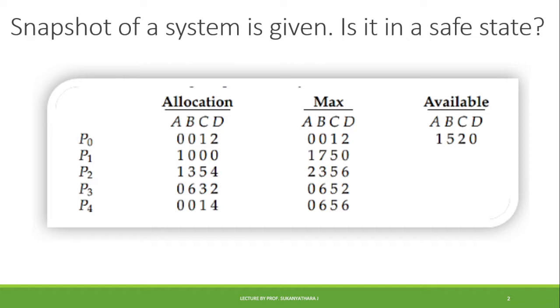We are given the allocation matrix which tells us how many instances of each resource type is currently allocated to each process. Now we have the max matrix which tells us what is the maximum requirement of each resource type for all the processes. Then we have the vector called available, and it tells us how many instances of each resource types are currently free for allocation in the system at time instant t.